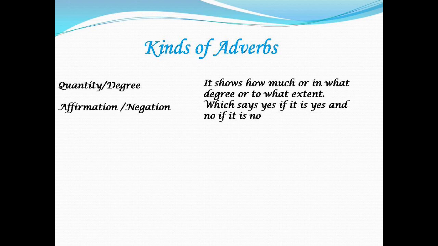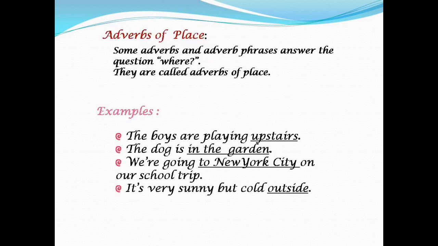So we were just finishing on types of adverbs. Maybe we can look at the adverbs of place. We said adverbs of place answer the question where. They are called adverbs of place because they answer the question where. Example, the boys are playing upstairs. The question here is where. Where are the boys playing? The answer is upstairs. So upstairs becomes our adverb of place. That is the place where the boys are playing.